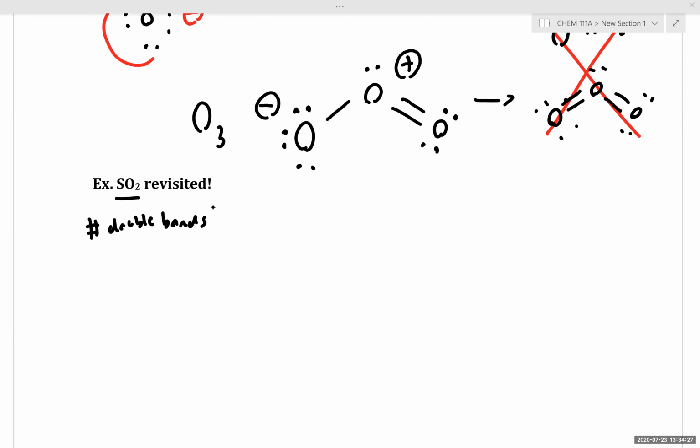Does this make sense to everyone? Okay, so let's do a few more examples. I'll do the first example and you'll do the next two. So sulfur in this case has a total of 10 electrons around it in SO2, to answer the question in the chat. Does that make sense?